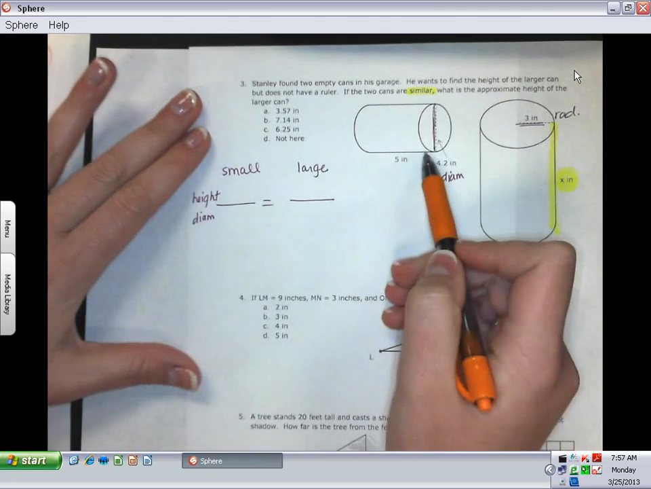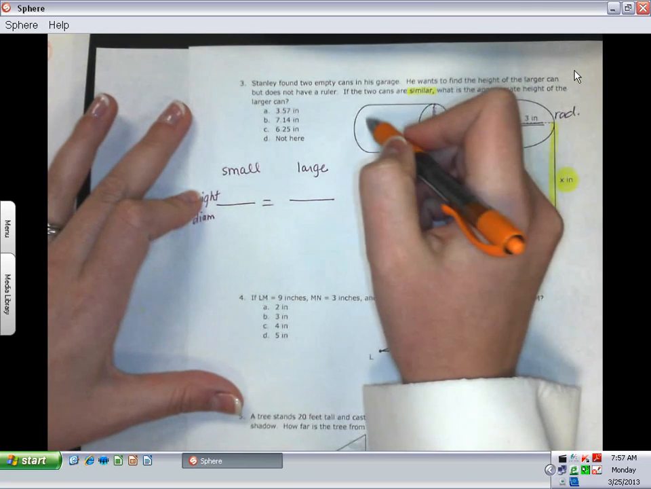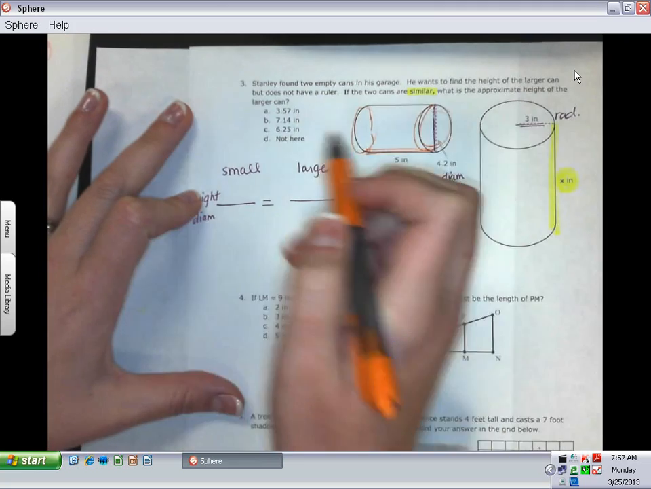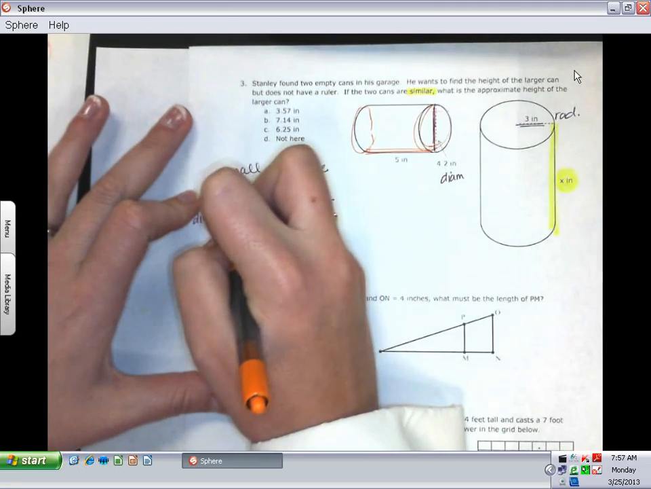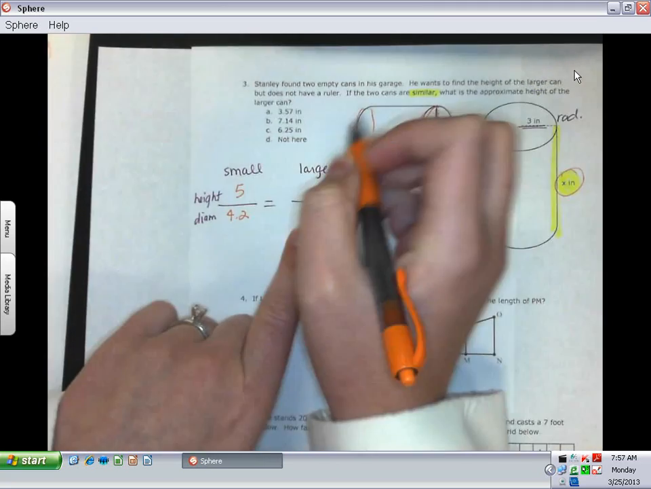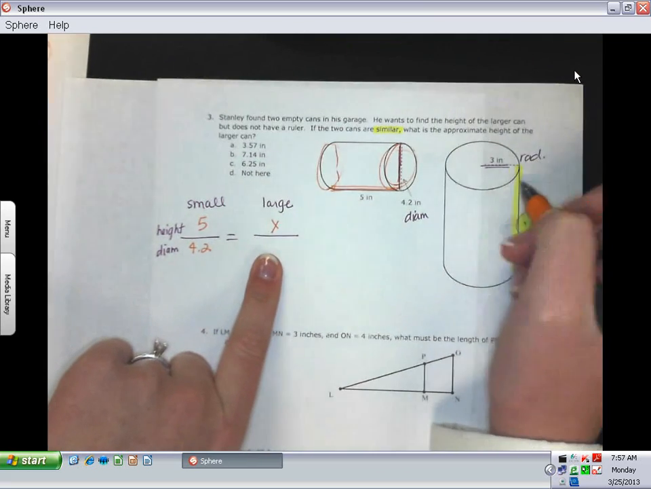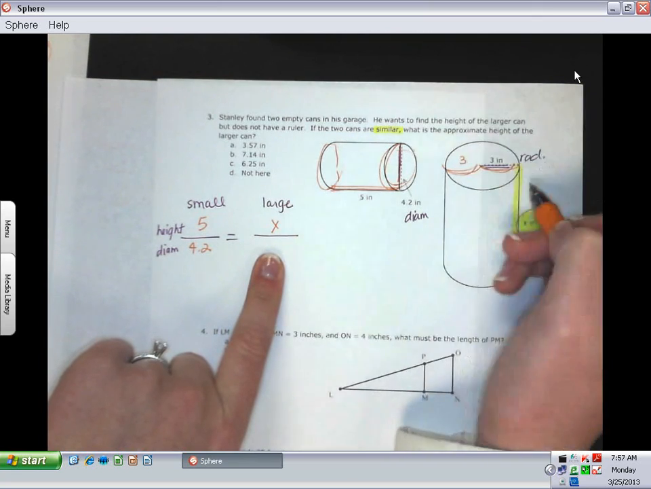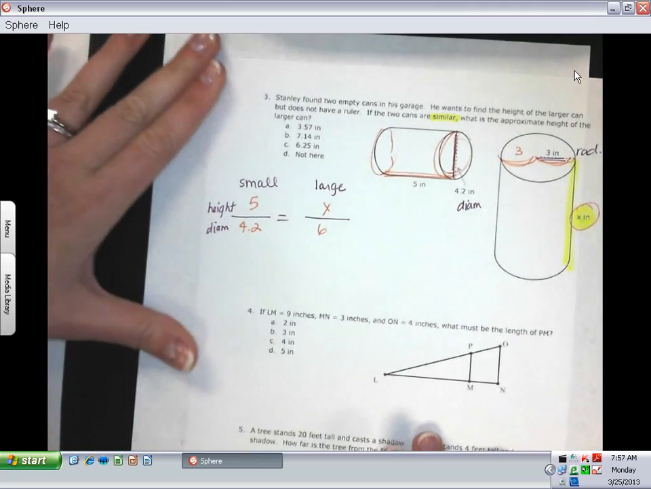So when I look at the small can, the height of the small can, and remember, a height is from base, so this is a circle, to base. So from here to here, that is a height of 5. The diameter all the way across is 4.2. Then I go to the large can. I don't know the height. That's my X. And I'm looking for the diameter. If the radius is 3, that's this half. That means this half is also 3. So all the way across would give me 6. So that's how we set up our proportion.